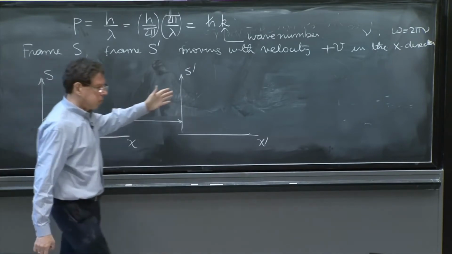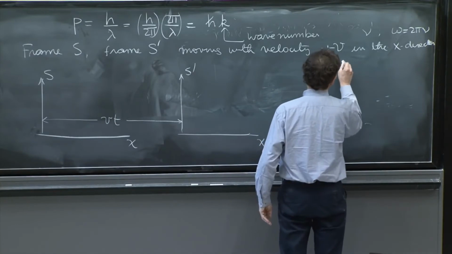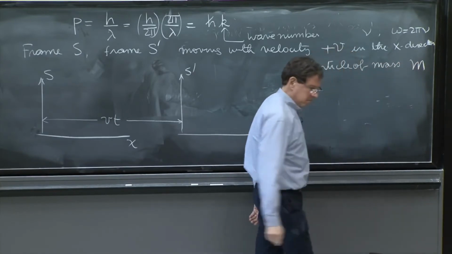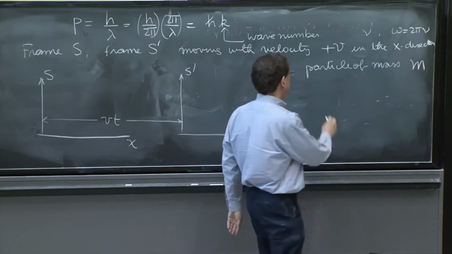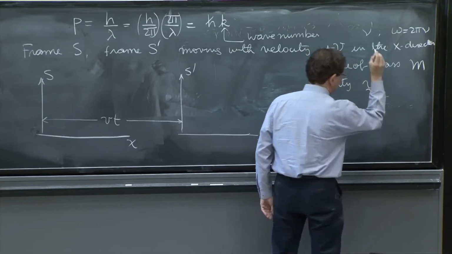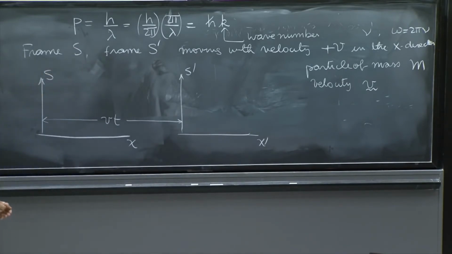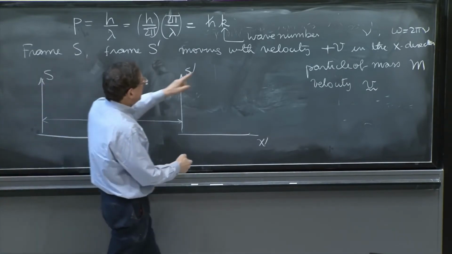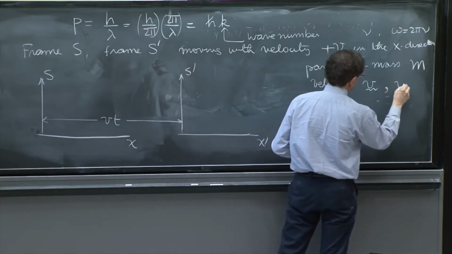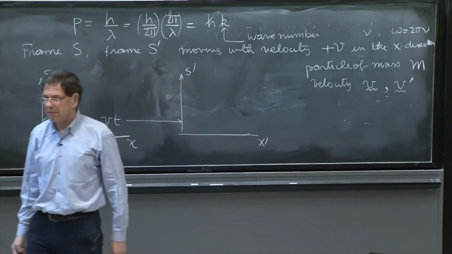On this, we're going to write a few things. We're going to say we have a particle of mass m. It has velocity v under bar. Otherwise, I'm going to get all my velocities confused. So this velocity v is the velocity of the frame. v under bar is the velocity of the particle. And v under bar prime, because the velocity depends on the frame of reference.